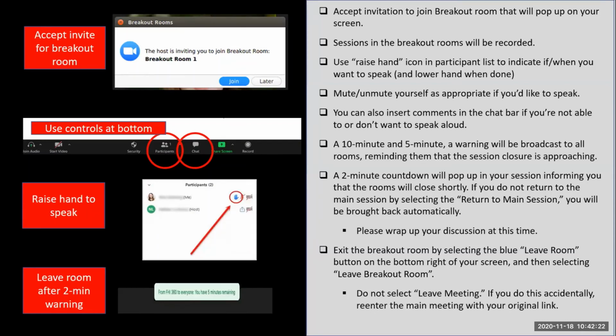If you've used a Zoom breakout room before, you'll be receiving 10-minute and 5-minute warnings as the time winds down. And so that's just a warning to sort of be mindful of the time. You'll then get a 2-minute warning when the session's about to end, and you can either wrap up your discussion then and then leave the room, or you'll be popped out automatically when the time runs out.